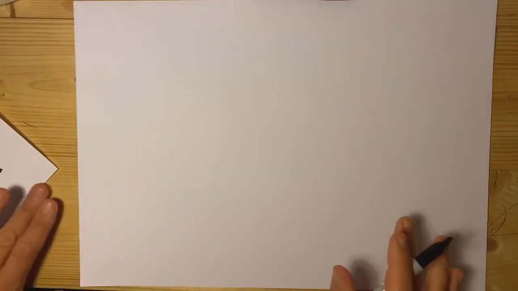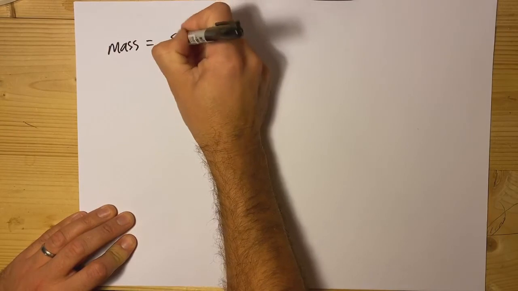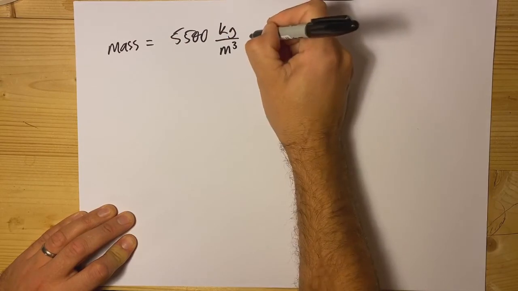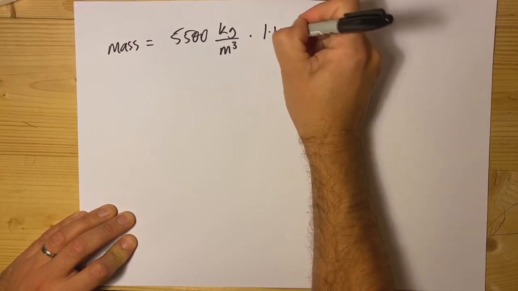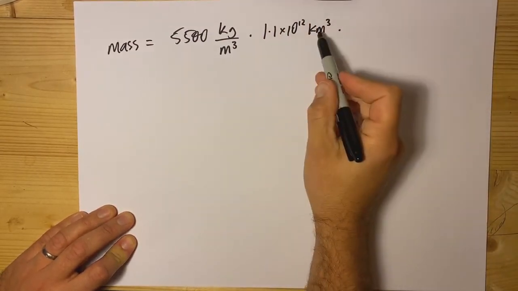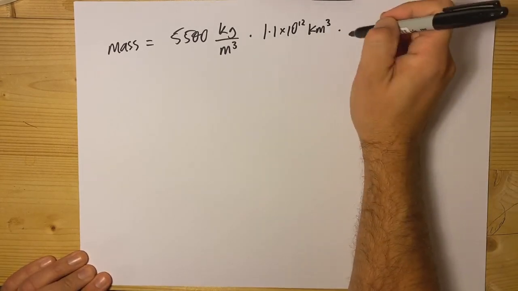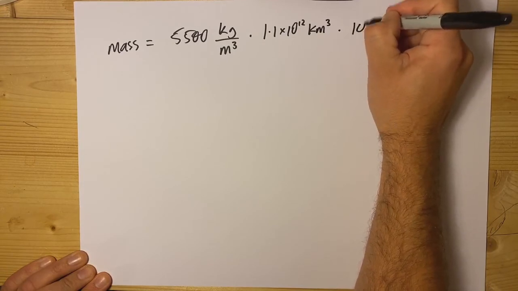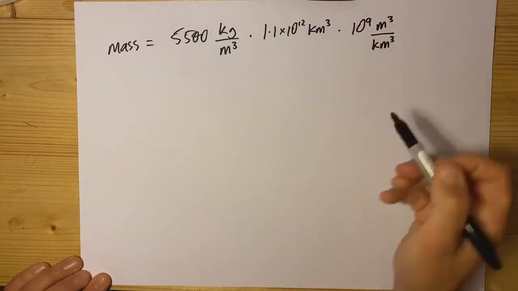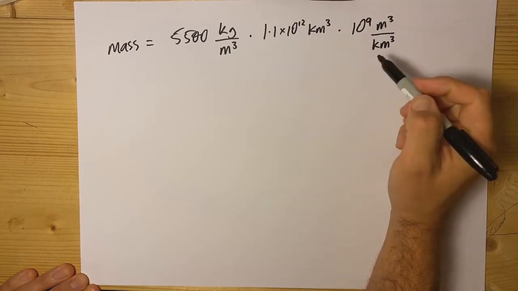So if we're back to our equation, the mass equals the density, which is 5,500 kilograms per meter cubed, times our volume, which is 1.1 times 10 to the 12 kilometers cubed. But now we need to convert this into meters cubed, and our conversion factor from before is we multiply that by 1 billion, so 10 to the 9. We've got 10 to the 9 meters cubed per kilometer cubed. There are 1 billion meters cubed per kilometer cubed.